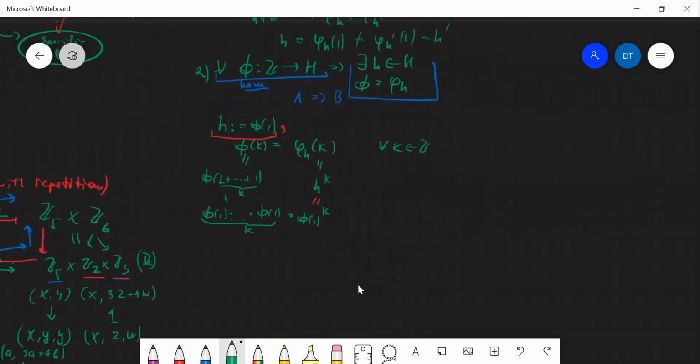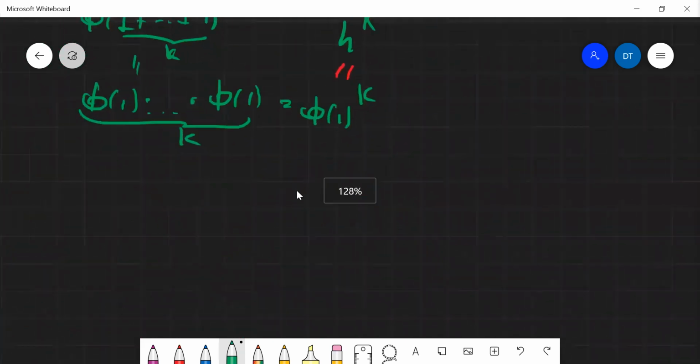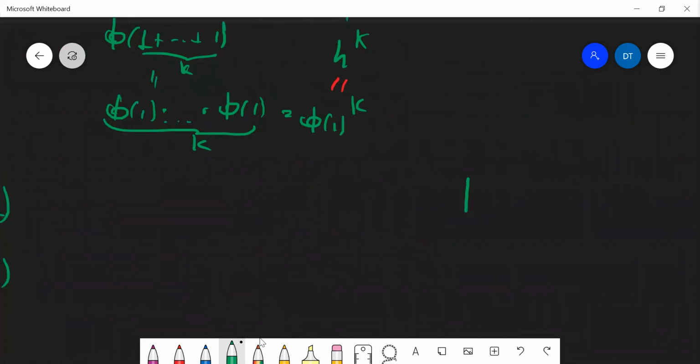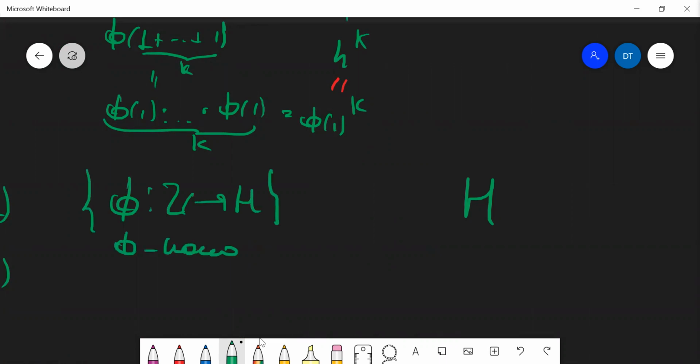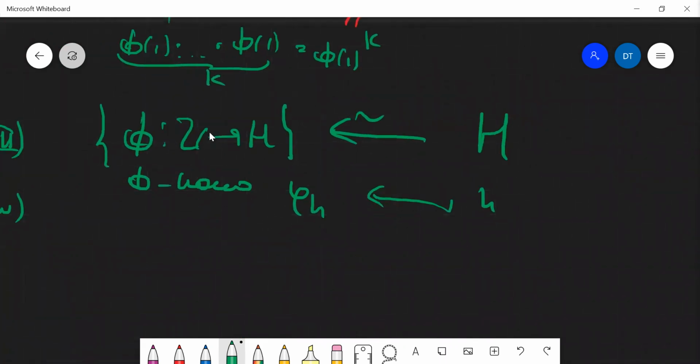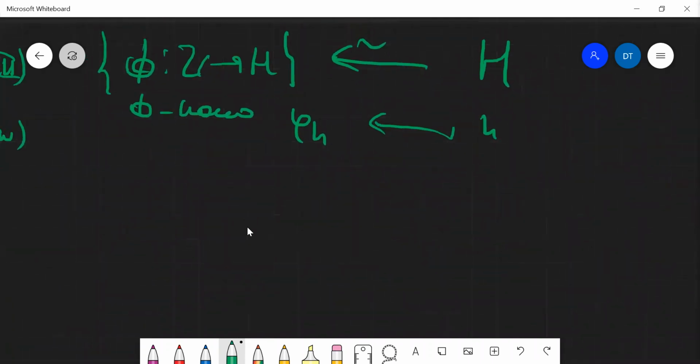Now, let me summarize what happens here. I told you that there is a bijection which takes each element h to a homomorphism phi_h. So there is a bijection between all elements from the group H and all the homomorphisms from Z to H. This is what we proved for the group Z. But now I'm proving a similar statement for the group Zn.